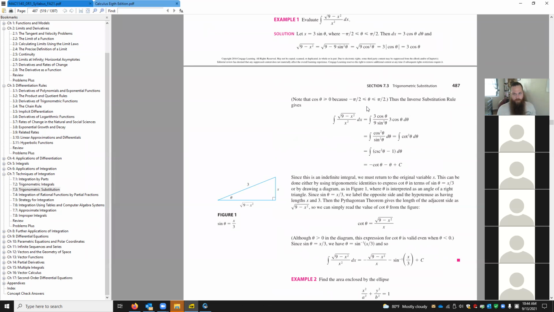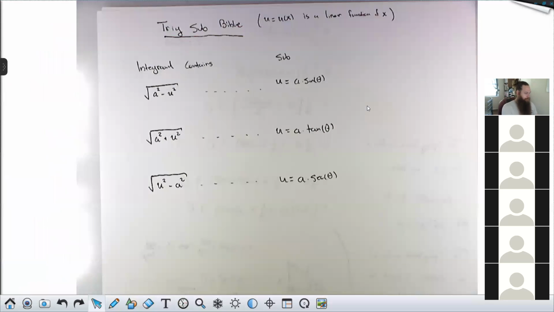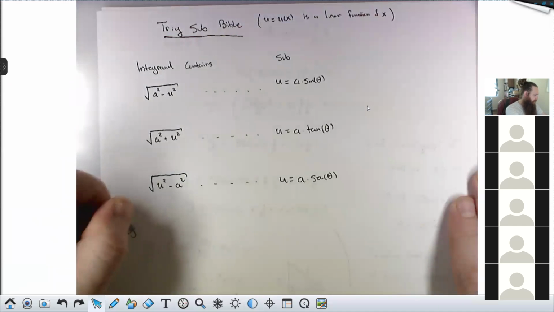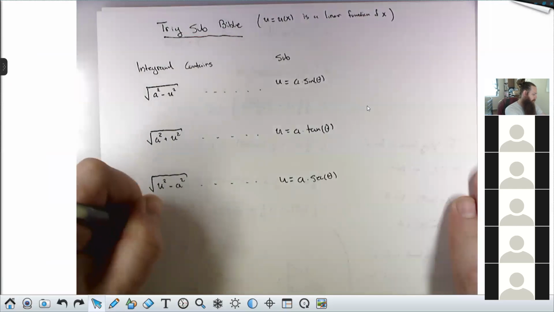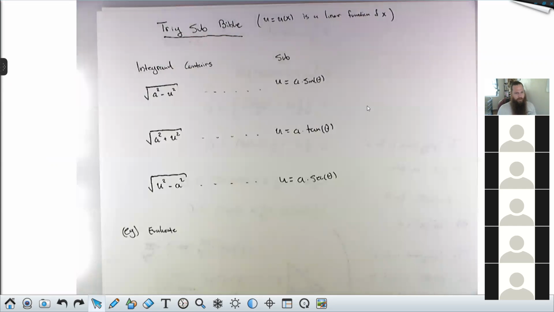Here, we can do this one. 9 minus x squared over x. Oh no, that's too similar. That's a sine sub. Yeah, we'll do it.